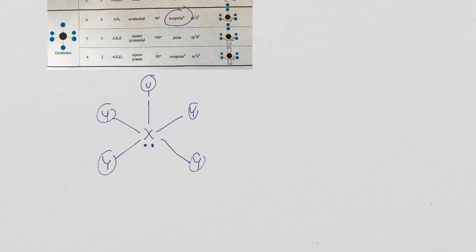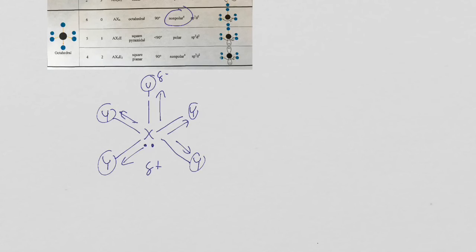Now, this one right here cancels this one, here cancels this one, but nothing cancels this one. And therefore, this side is going to be negative, and this side down here is going to be positive, all right?